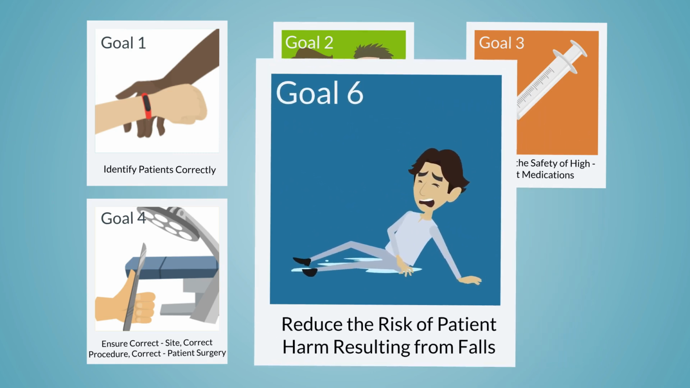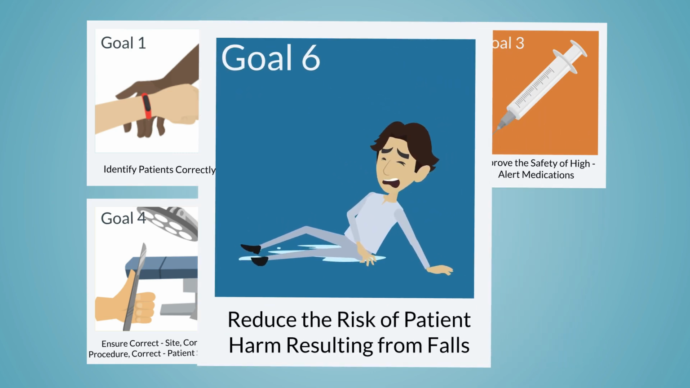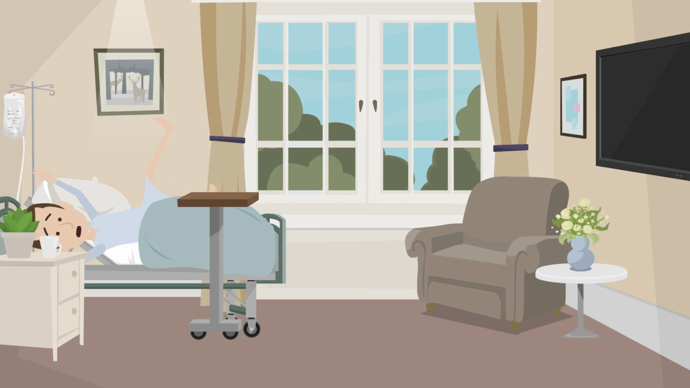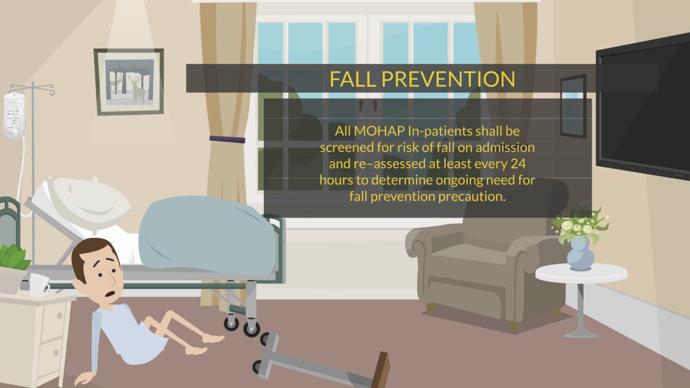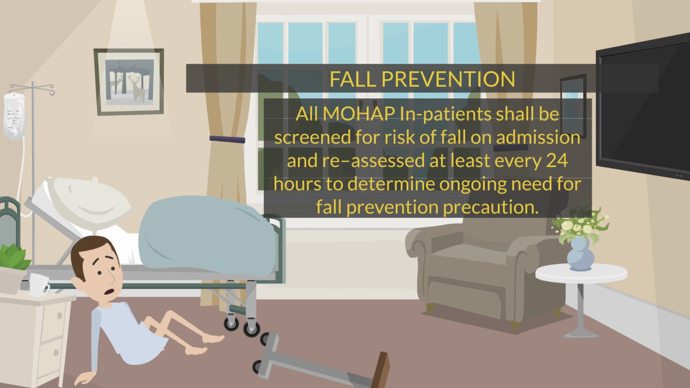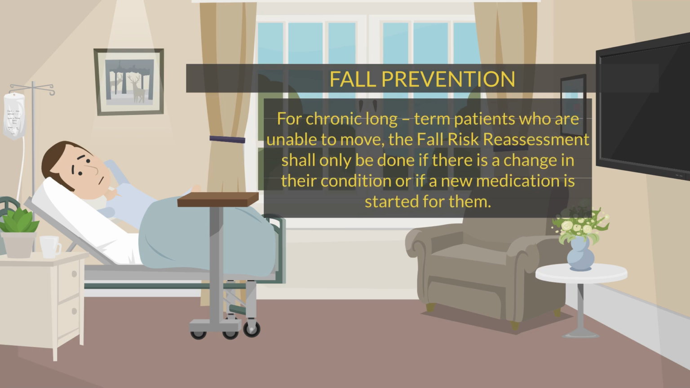Reduce the risk of patient harm resulting from falls. All MAHAPIN patients shall be screened for risk of fall on admission, and reassessed at least every 24 hours, to determine ongoing need for fall prevention precautions. For chronic long-term patients who are unable to move, the fall risk reassessment shall only be done if there is a change in their condition, or if a new medication is started for them.